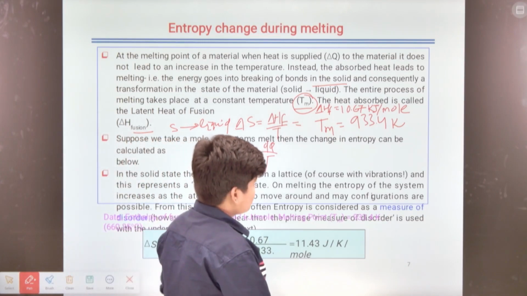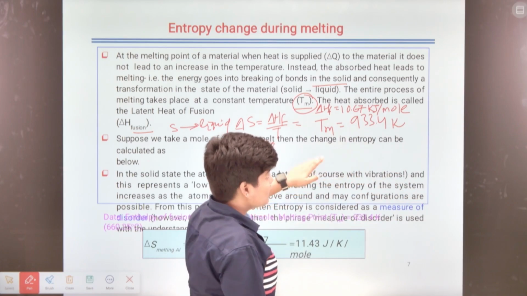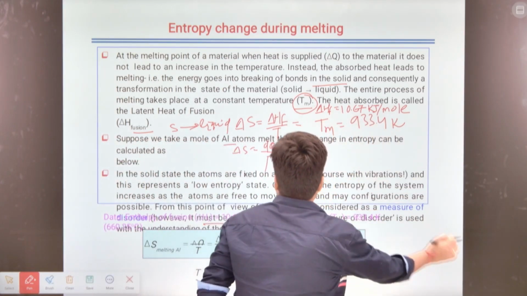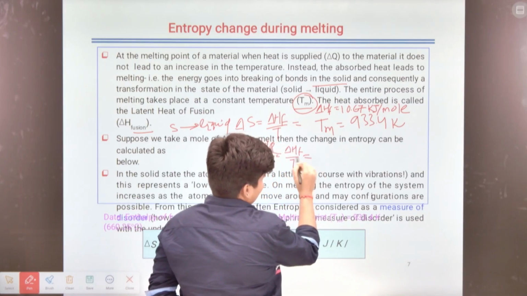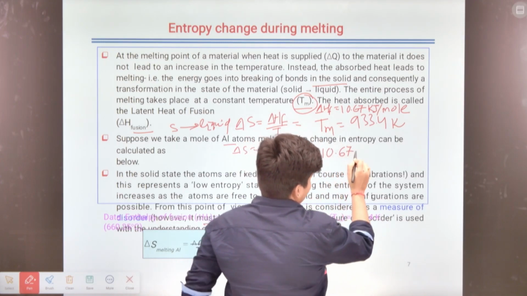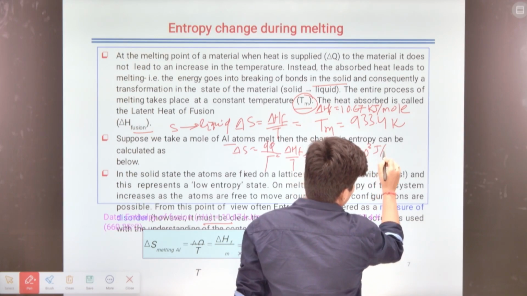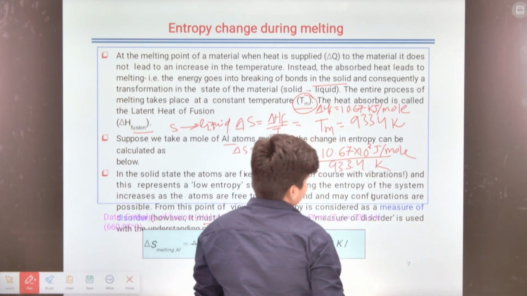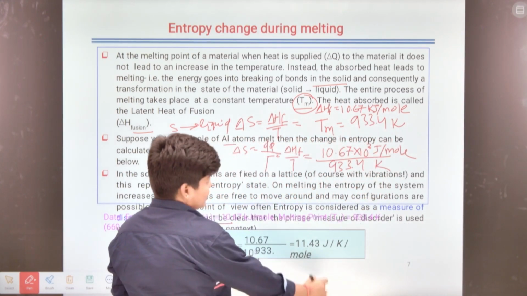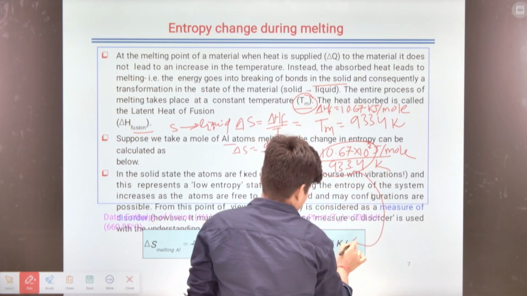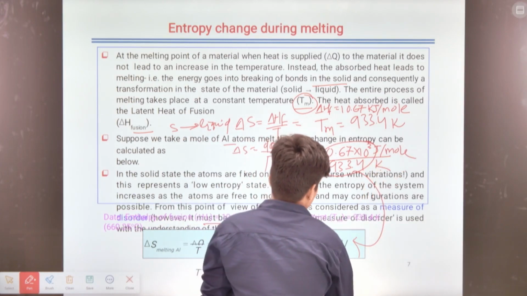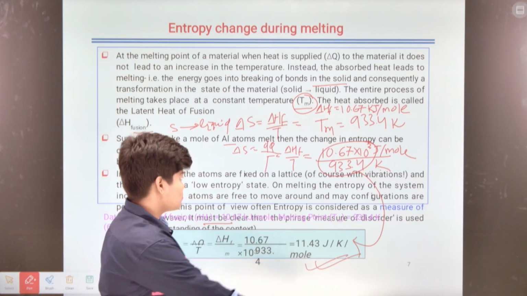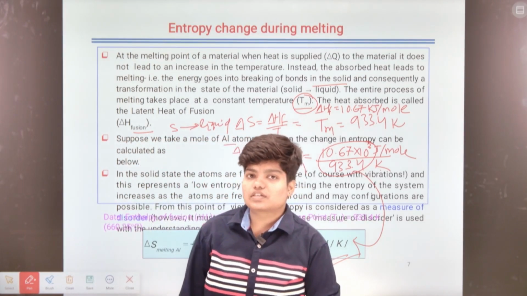Remember one thing: in the calculation part, temperature should always be in Kelvin, or if it is given in Celsius we have to convert it to the absolute unit, that is Kelvin. And the unit of del S is joule per Kelvin per mole. So what will it be? It is del H fusion by T. In place of del H we can write 10.67 kilo, meaning 10 to the power 3, joule per mole, divided by the temperature of melting, 933.4 Kelvin. By calculating this we get 11.43 joule per Kelvin per mole as the answer. You only have to put in the place of del Q the del H that is given, and the melting temperature that is given. So we can find out del S melting.